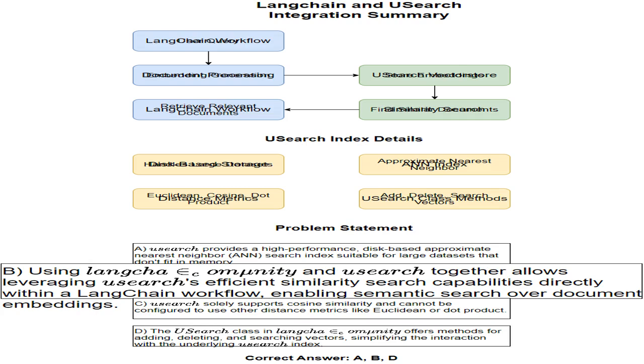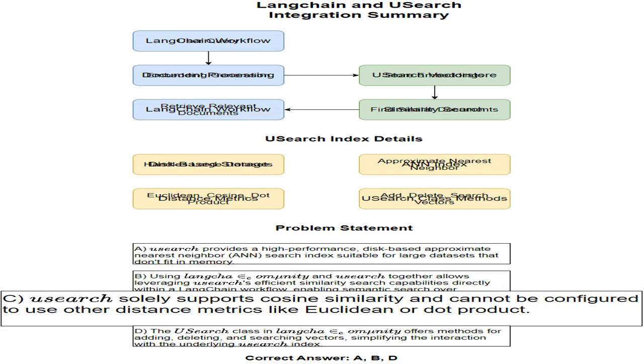Here's statement B. The core idea is that langchain_community acts as a bridge to use USearch within a LangChain workflow. By enabling semantic search over document embeddings using LangChain, we are able to identify documents whose meaning is close to the search query, even if the exact words don't match.